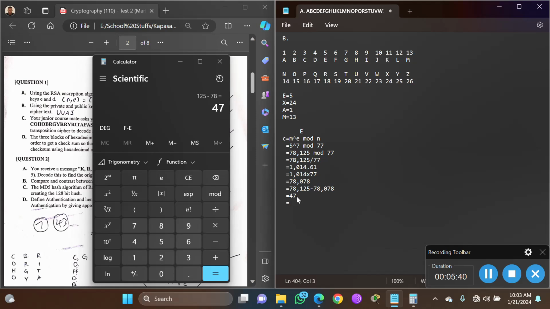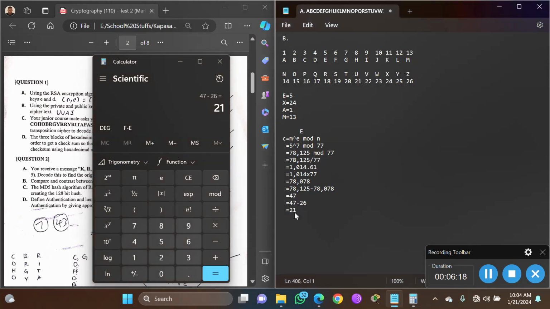Now remember, our alphabet ends at 26 and 47 is bigger than 26, therefore we need to wrap around this 47. The easiest way to wrap around is to subtract the maximum number for the alphabet, which is 26. So 47 minus 26 means you are wrapping it around to get the smaller figure, which is 21.